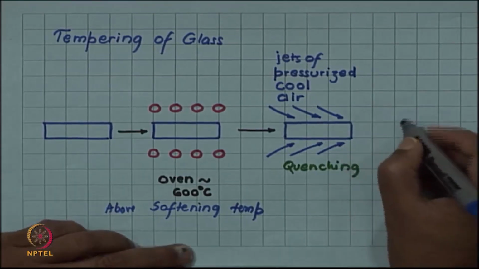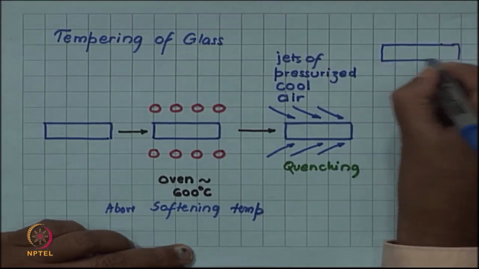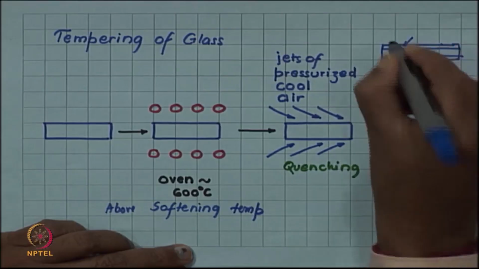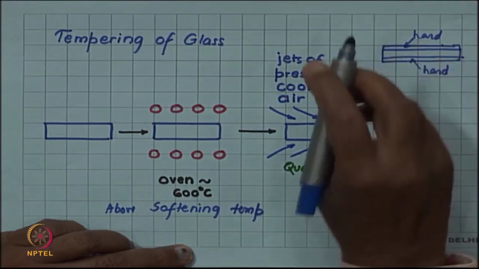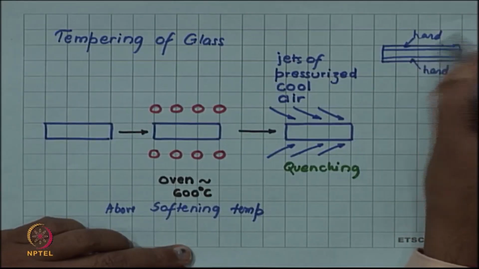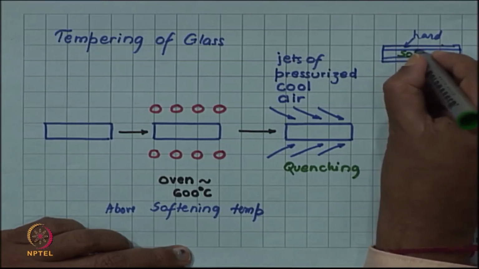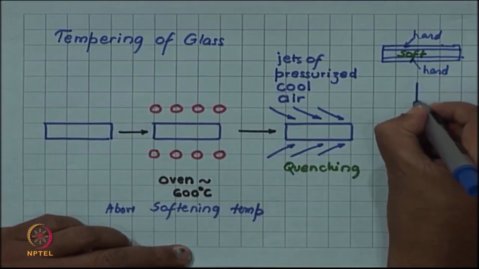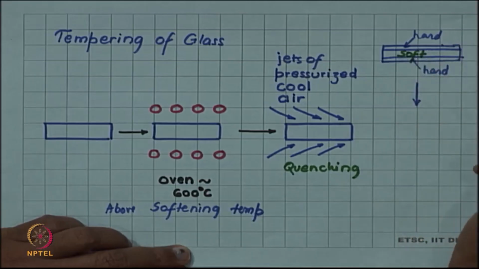So, let us look at the process in detail. The thin surface layer will first form, whereas the inside, because the thermal conductivity of glass is not very high, heat will not be lost so quickly from inside. So, inside will still be warm and thus still soft. But sooner or later, after this quenching, the inside will also lose heat and will become glass.